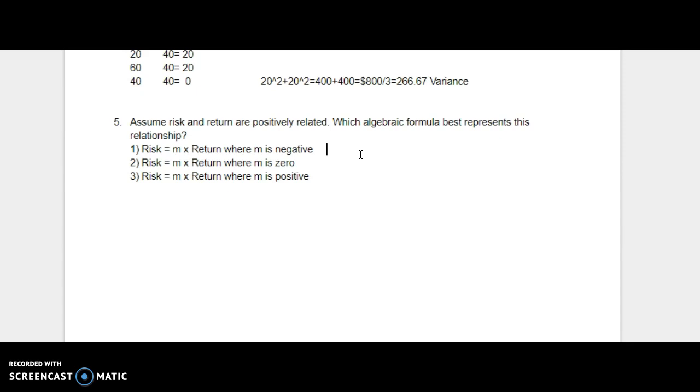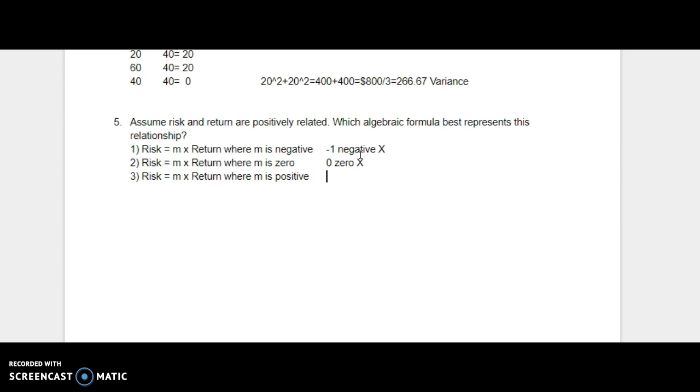So for example, we want a positively related. So if m is a negative number, if we multiply something by, let's say, -1, that in return would make that number negative. So this would not be the equation to represent what we are looking for. Number 2 says risk is equal to m times return, where m is 0. So we know if we multiply anything by 0, we're simply going to get the number 0. So again, not positively related. So that is not correct.